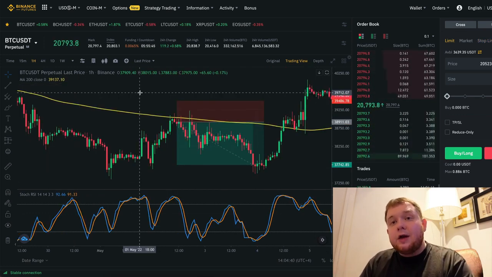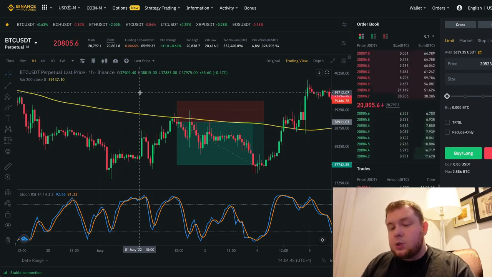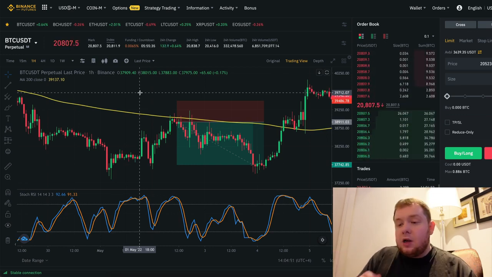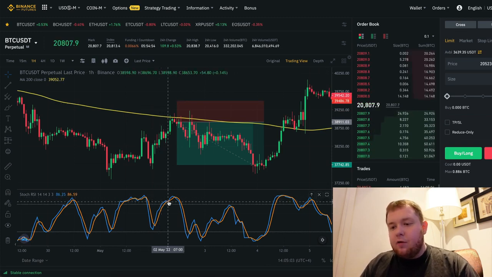So now let's take a look at a short position. This is the opposite of longing. When we go short, we basically enter at a specific price and we bet that the price is going to go down. So it's the complete opposite of a long position. So right now we need to make sure the price is below the 200 moving average, and we also need to make sure that stochastic RSI is in an overbought area. So we are in the upper level right here.